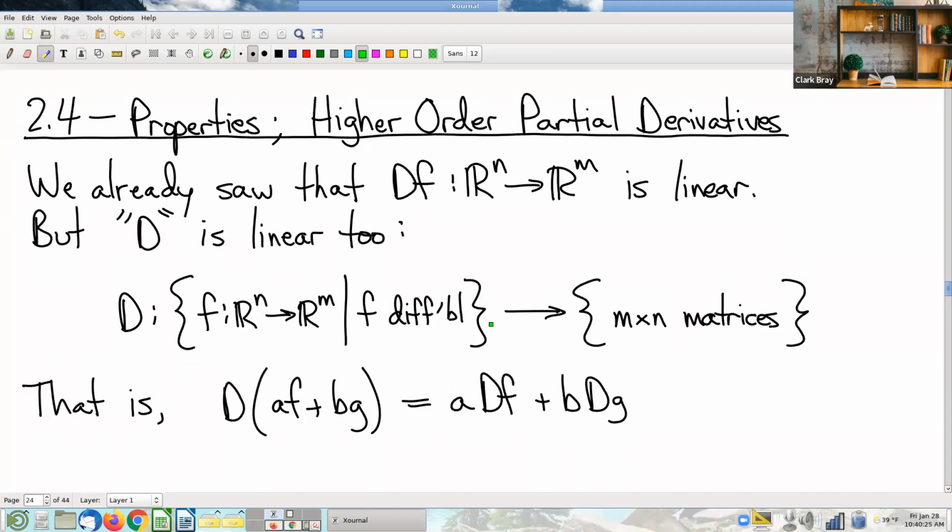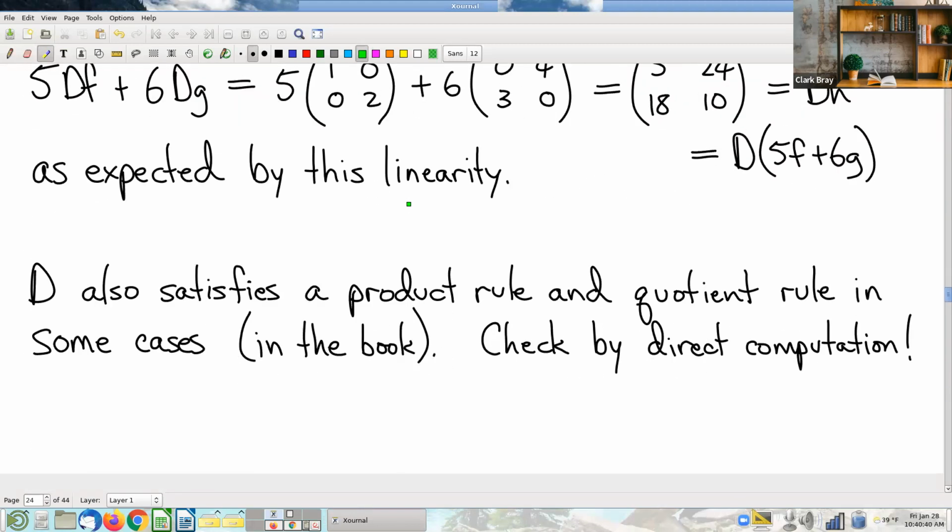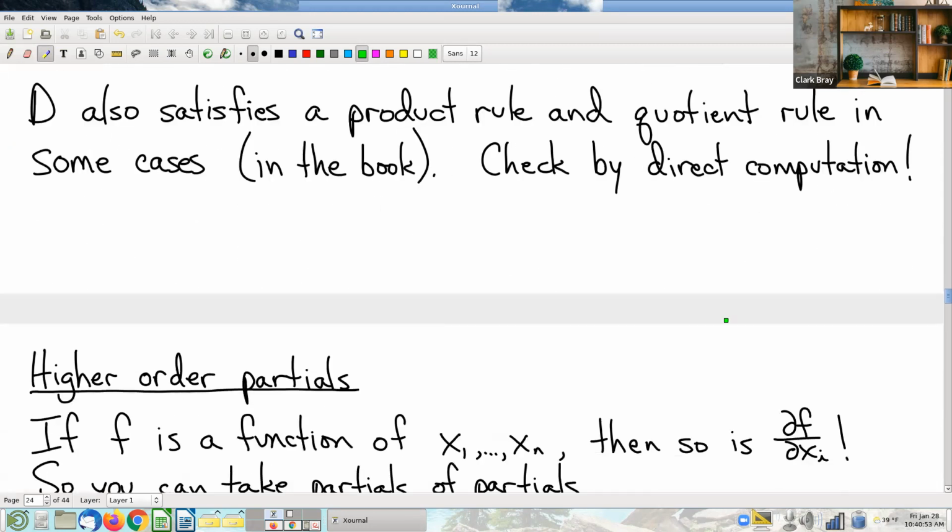This is what we mean by the linearity of the D, not to be confused with the linearity of the Df, which is the more familiar concept. Okay. All right. So again, I already made this mention. There's product rule, quotient rule, certain conditions, blah, blah. You've got to take a look at the book, and it's just algebra. Okay. So I'm going to move along.